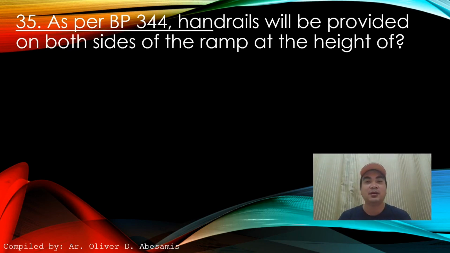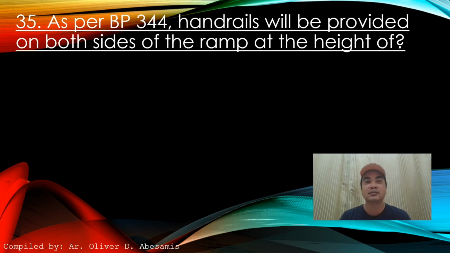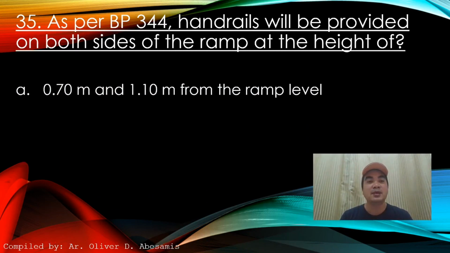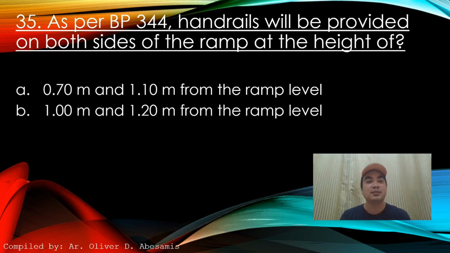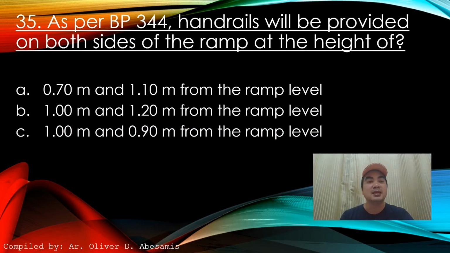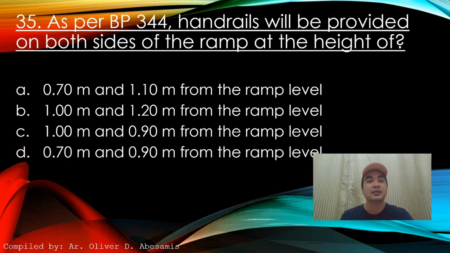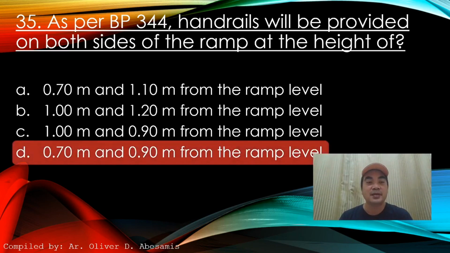35. As per BP344, handrails will be provided on both sides of the ramp at the height of A. 0.7 meter and 1.10 meter from the ramp level. B. 1 meter and 1.2 meter from the ramp level. C. 1 meter and 0.9 meter from ramp level. D. 0.9 meter and 0.9 meter from ramp level. Answer? D. 0.7 meter and 0.9 meter from ramp level.